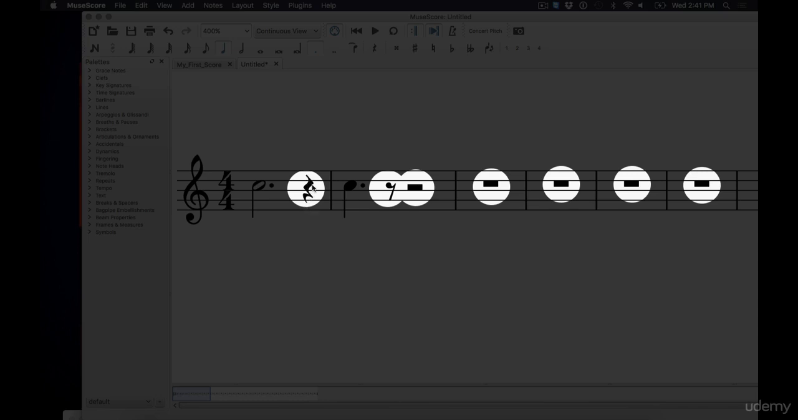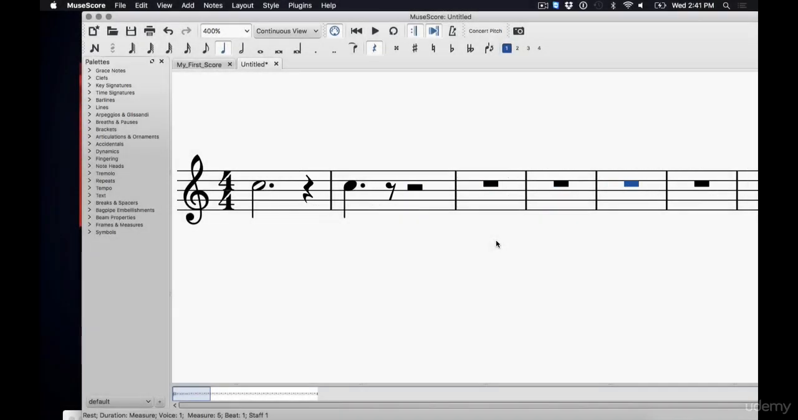So this little squiggle here is called a rest. This little goofy shape is called a rest. These blocks here are called rests. These blocks are called rests. There's a lot of different kinds of rests. Now what a rest does is it's a rhythmic amount that has no pitch.